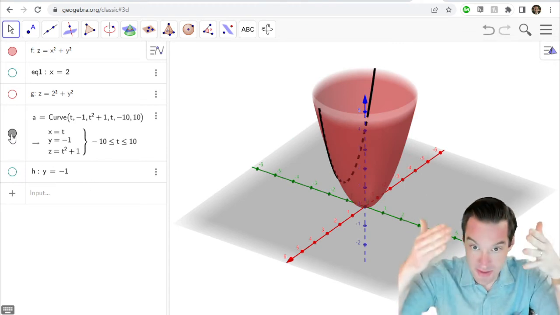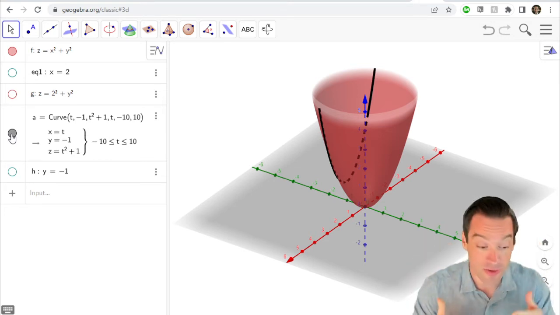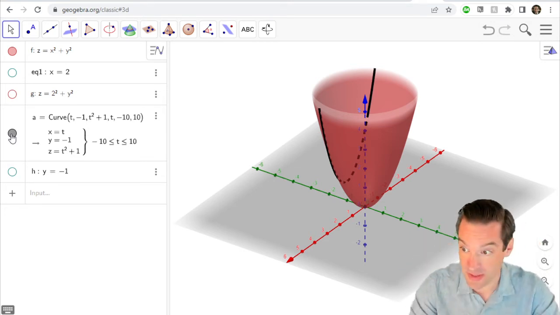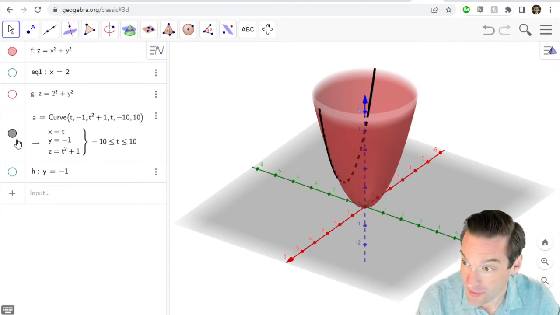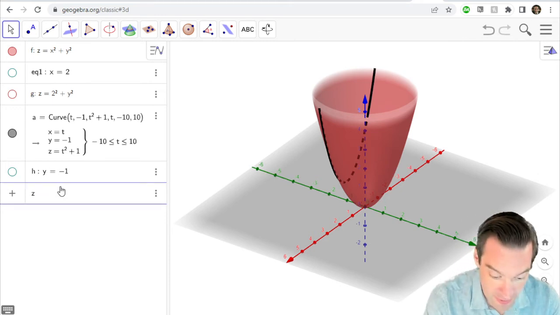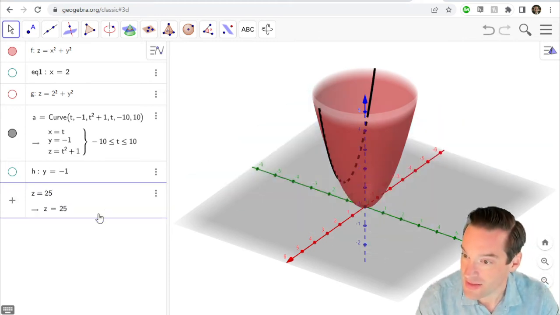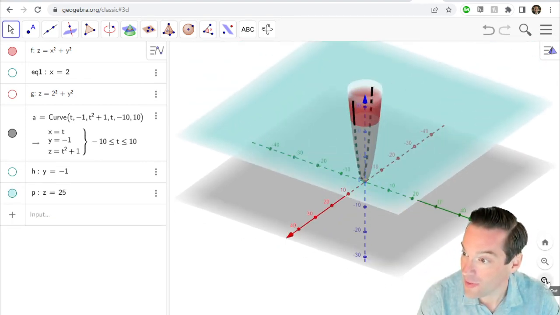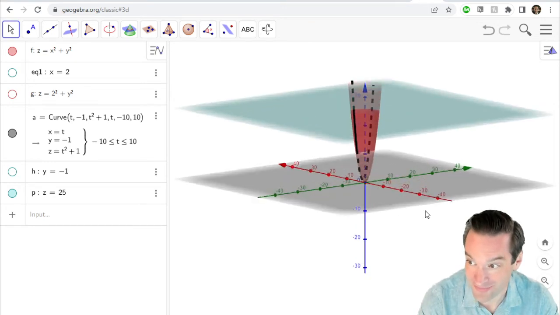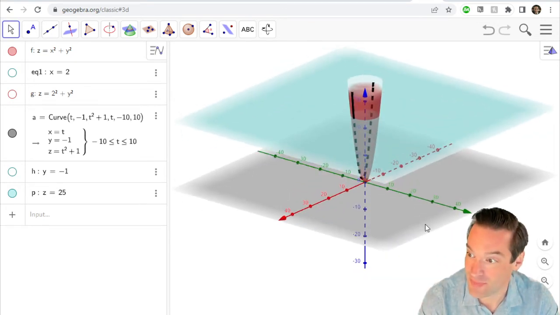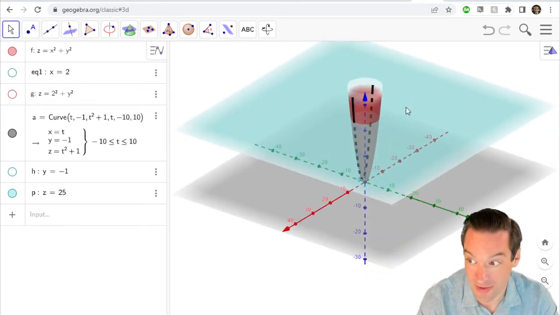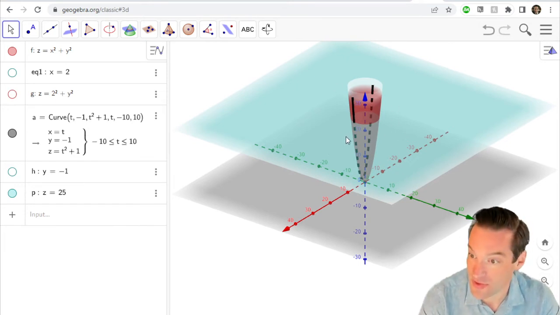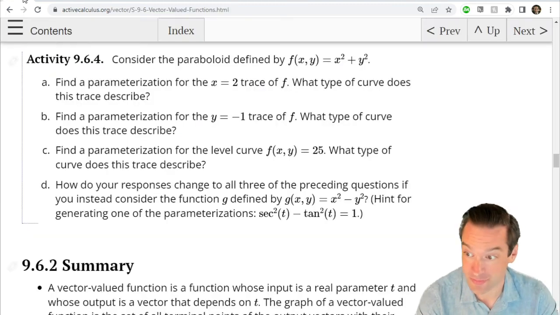The next thing that we want to do, now that we've figured out how to take traces in planes that are parallel to the x, z, and y, z planes, in other words, vertical planes, is take slices using a horizontal plane, a plane that is parallel to the xy plane. So this is the next step. I want to figure out how to take a slice of this surface in this horizontal plane, which in this next question is z equals 25.